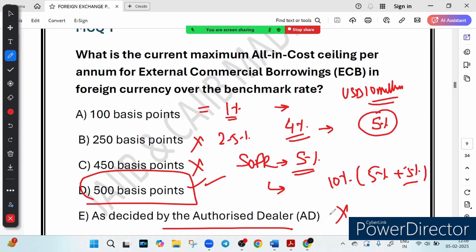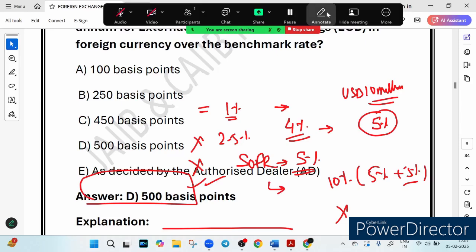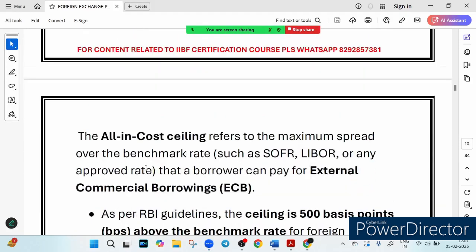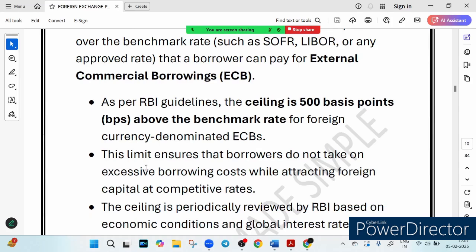So what we learned from this question is that RBI sets the maximum all-in cost ceiling for foreign currency ECB at 500 basis points above the benchmark rate. This ensures that, let me show you the writing. So what is the correct answer? Option number D, right? So what we have learned is that 500 BPS is allowed by RBI, and the benchmark rate should be SOFR. What is SOFR?